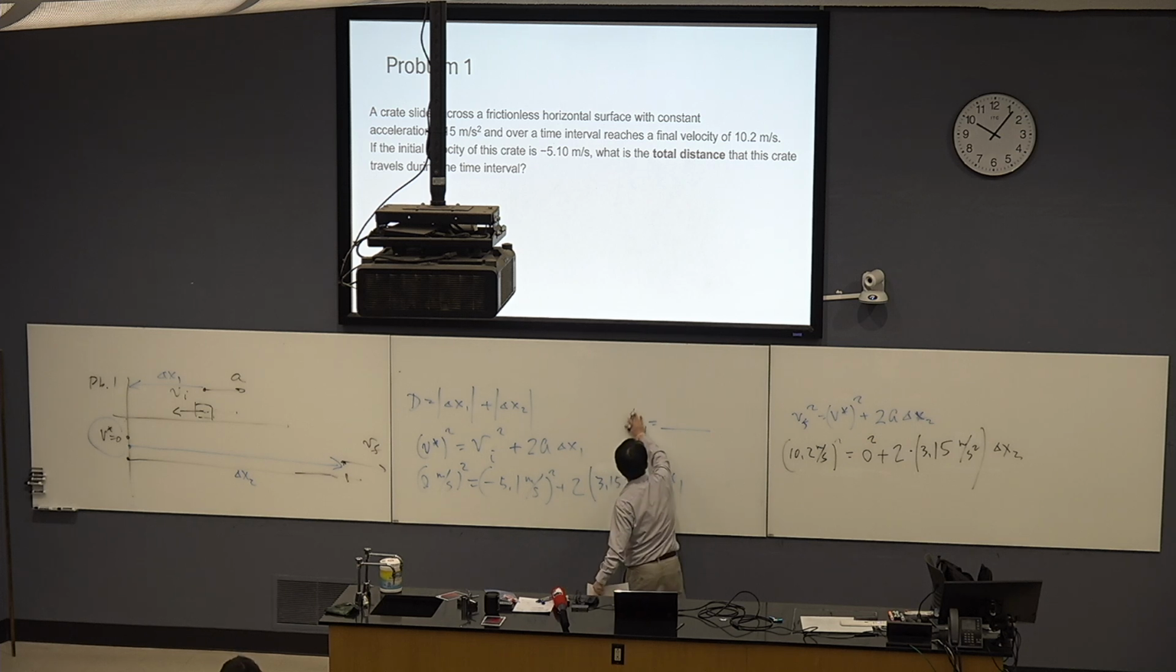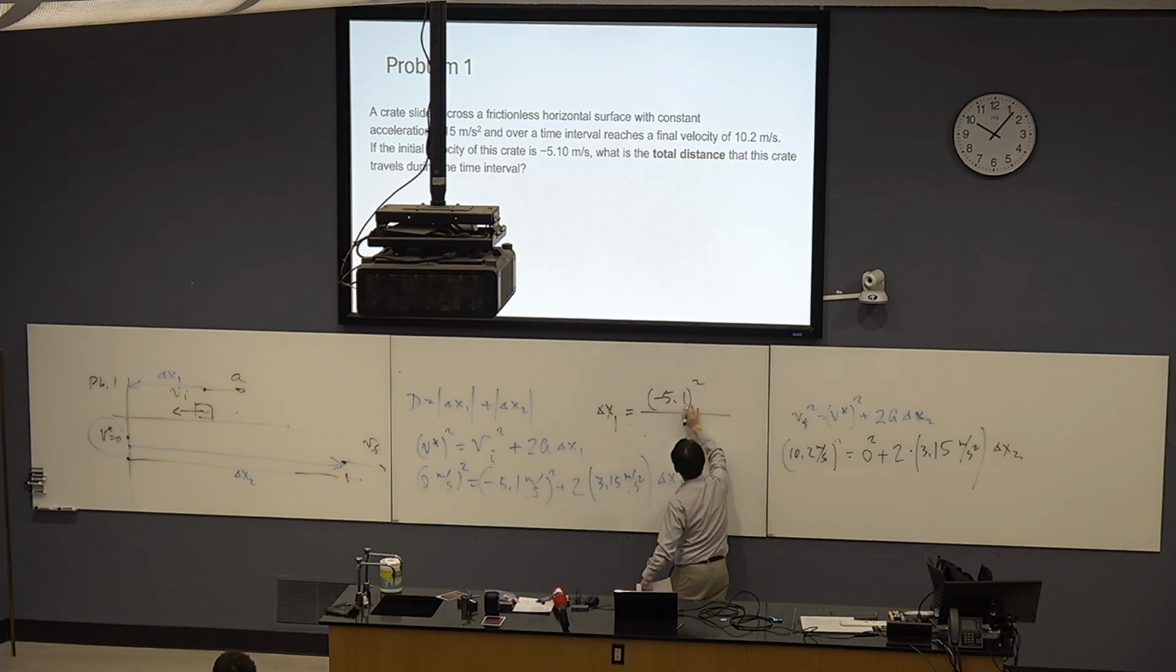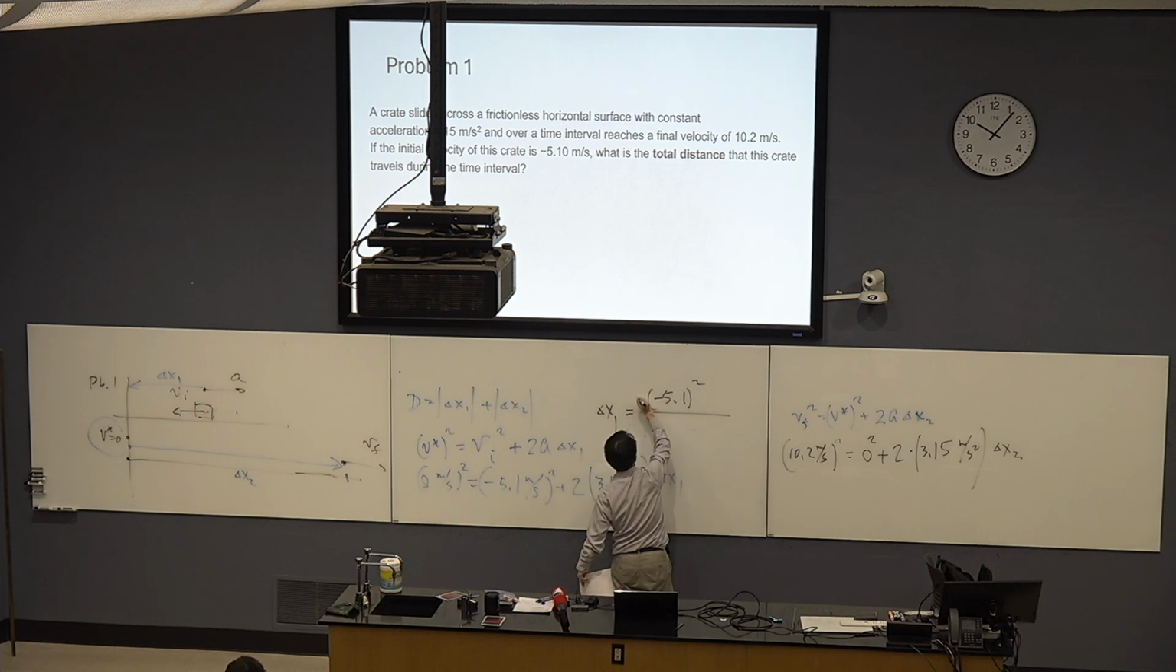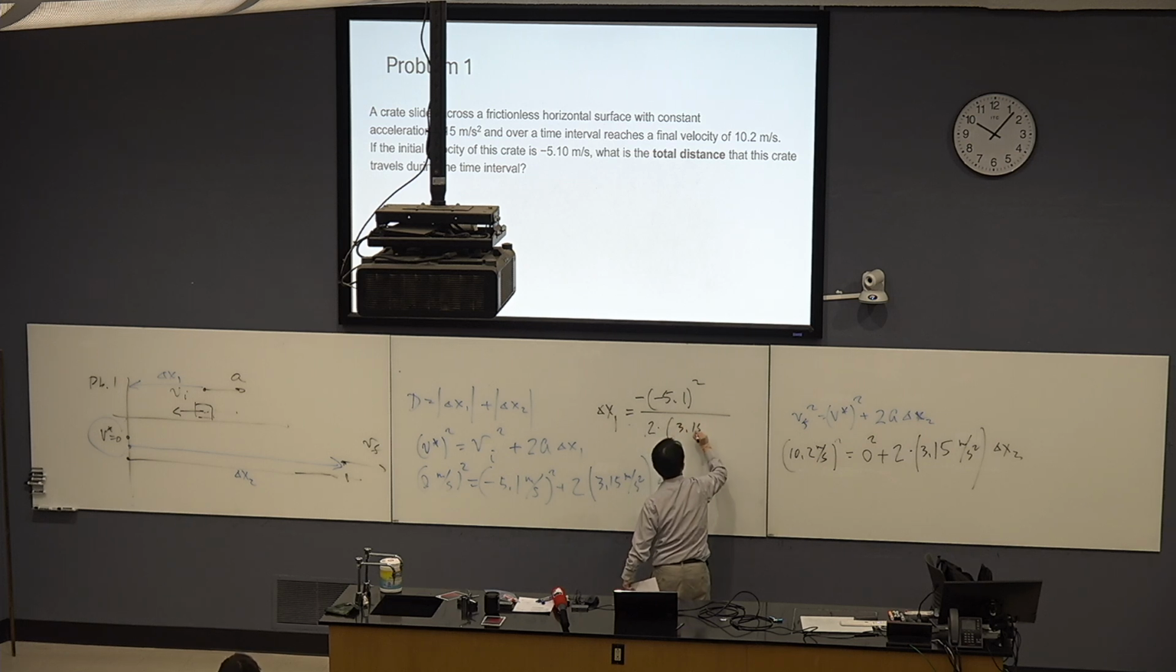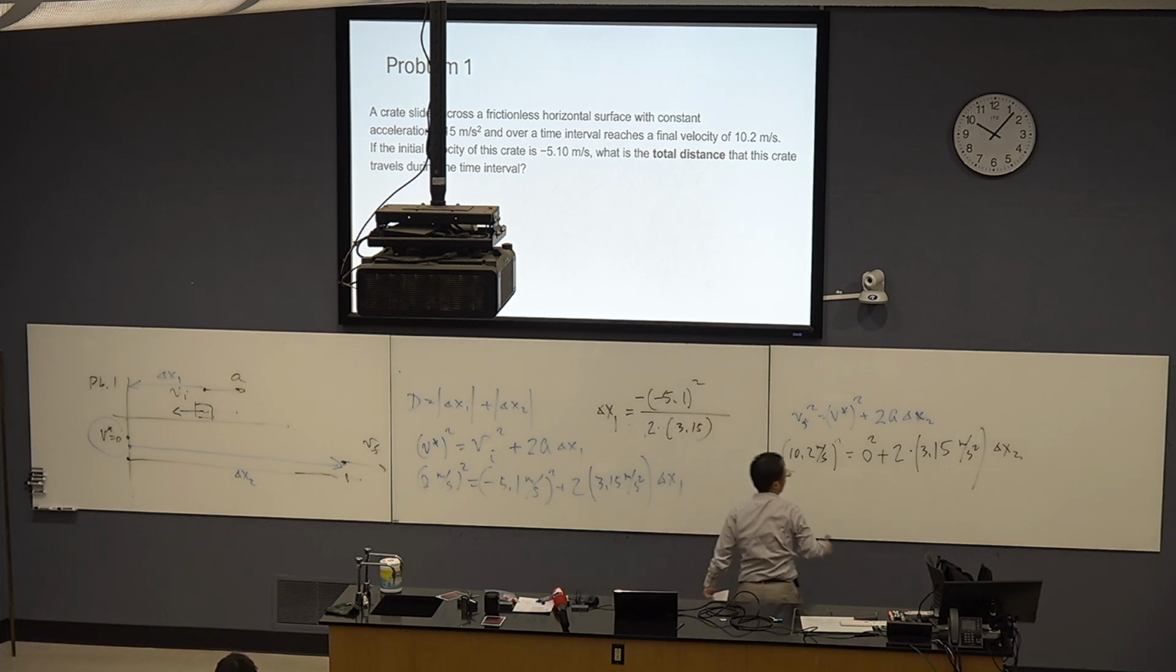So we talked about this in class already, right? So then for this delta x1, if you want the expression, it will be negative. It will be like 5.1 squared, right? It's actually negative 5.1 squared, but the negative sign will be gone. But now you have an additional negative sign outside of the square, and then divide by 2 times 3.15, right? And you can carry out the numerical value here.